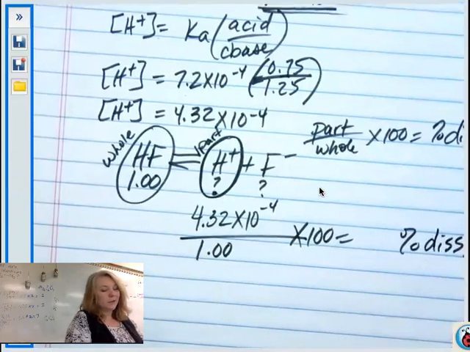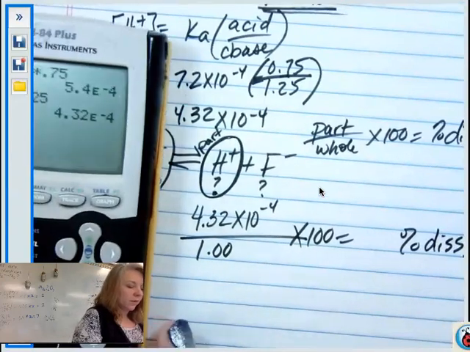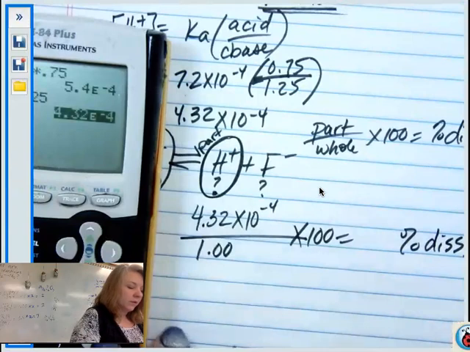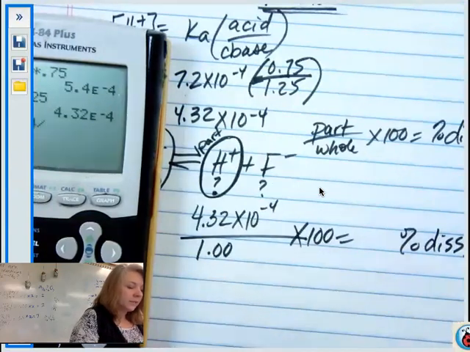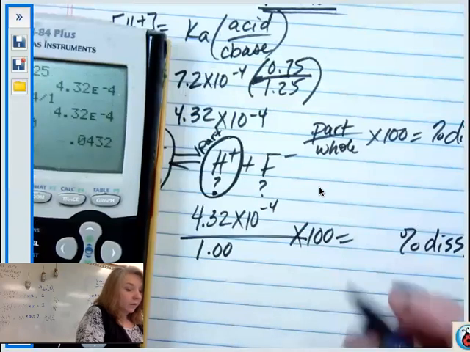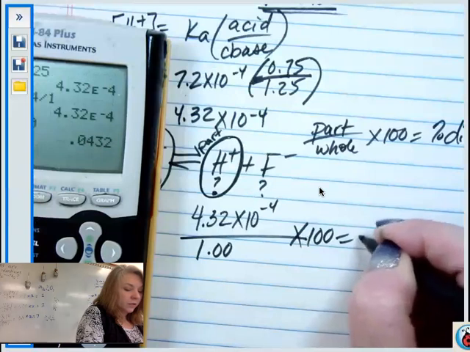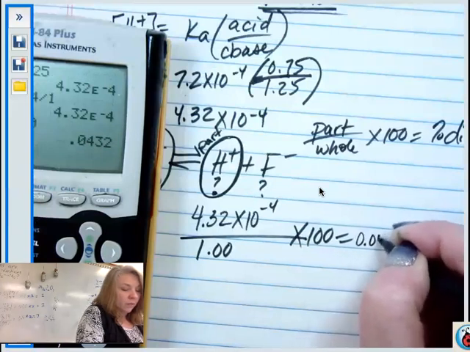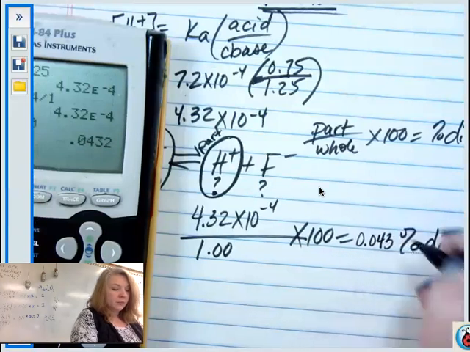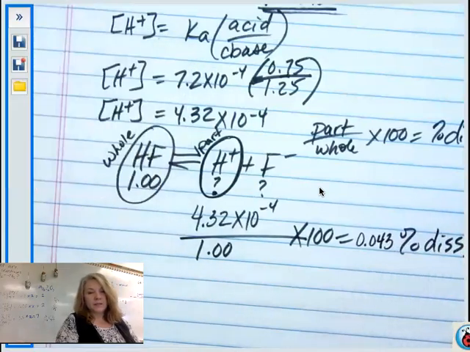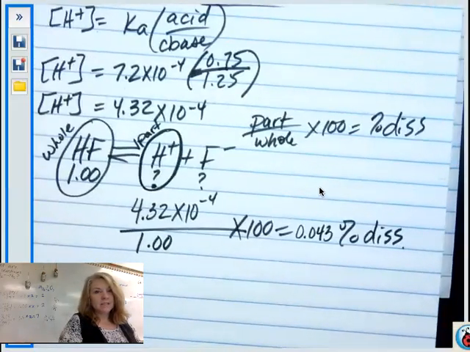So it's actually going to be kind of small, to be honest with you. If I take that number, and of course, dividing that by 1 is the same thing, times 100, and I get, wow, a really small number of percent dissociation. So 0.043% dissociated is how much. Not a lot, right? Not a lot. All right.